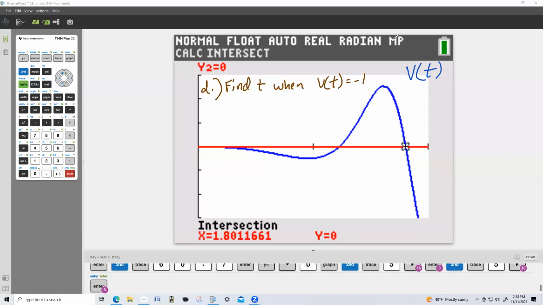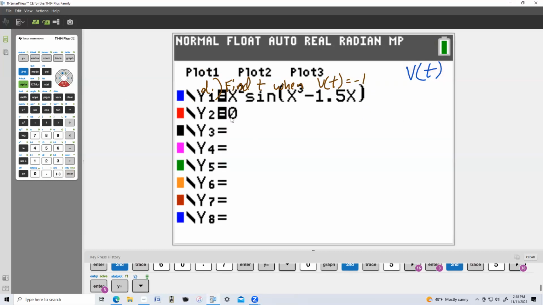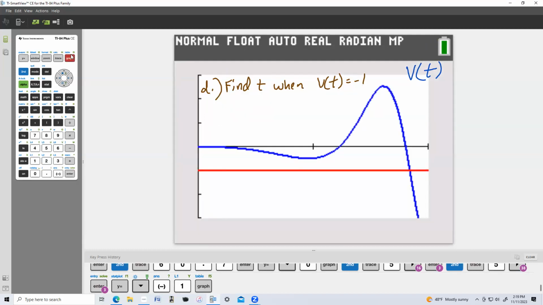So the best way in my mind to do this is to go back to y equals and change your y2 from where the velocity is 0 to where the velocity is -1. Okay, that'll show us everywhere when the velocity is -1. So I put in a -1 for y2, and I'm going to go back to graph. And now that shows me everywhere the velocity is -1. So where does the intersection occur? We end up with an intersection right here. Okay, that's the only time along the bug's travel that its velocity is precisely -1.